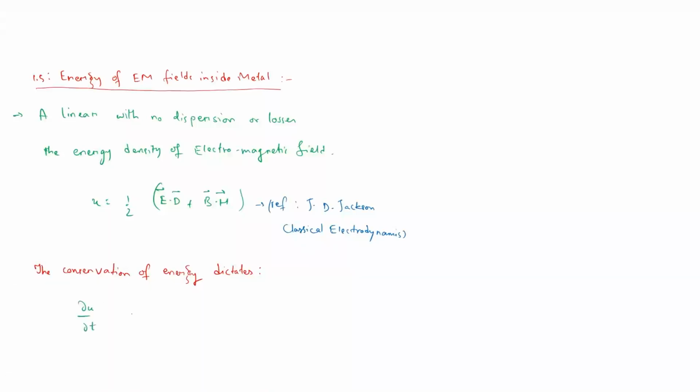So the change of energy density, this is a kind of continuity equation: divergence of S, where S is the k vector or the Poynting vector, is equal to minus J dot E. E is the electric field. And what is this? This is the electromagnetic work done on the system, where S is nothing but your Poynting vector. The Poynting vector is given by E cross H.